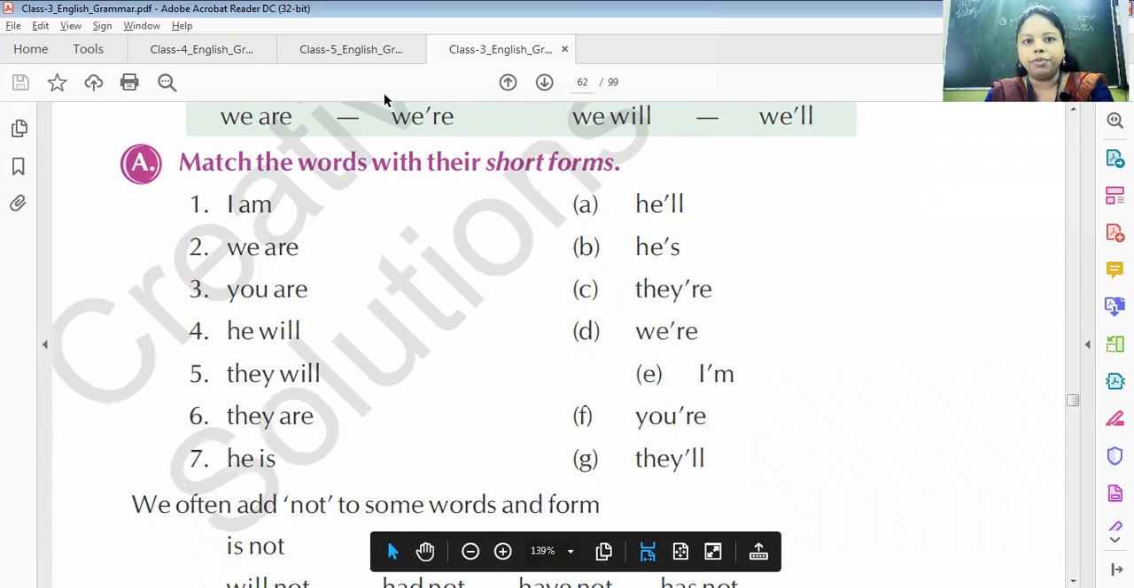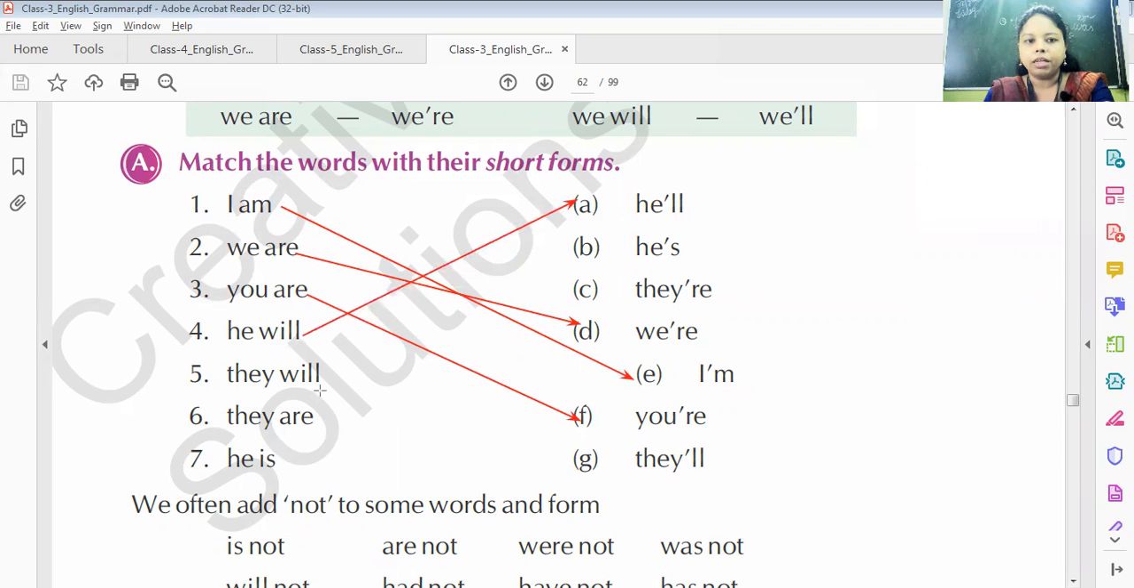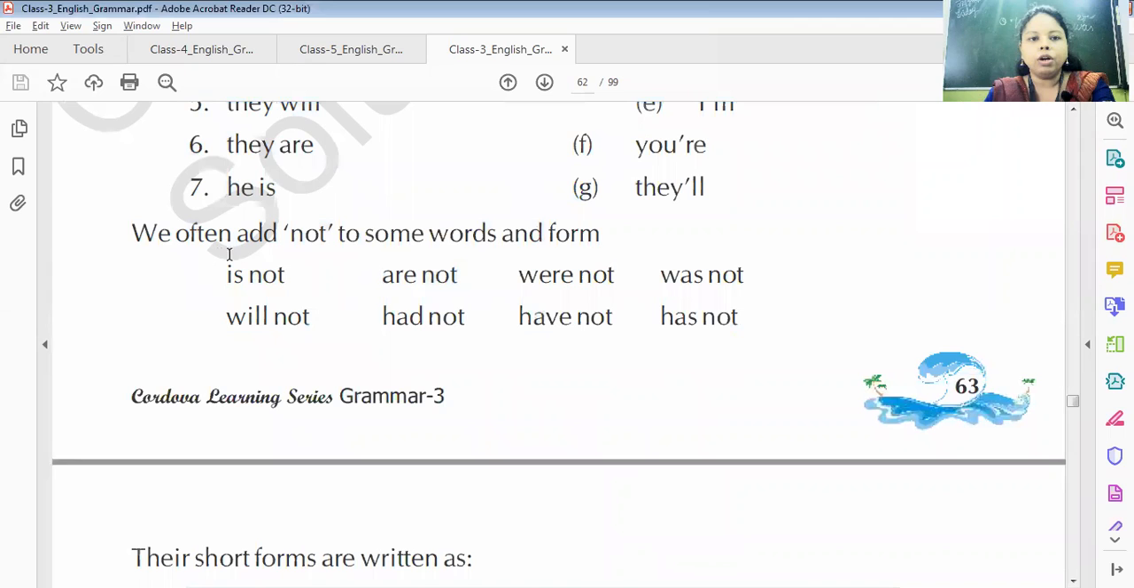Now let's match them with the correct words. What is the short form of I am? It's this. What is the short form of we are? We're. You are, you apostrophe re. He will, he apostrophe double L. They will, they apostrophe double L. They are, this is the short form. He is, he apostrophe S. So I hope you all have done this one also. Move to the next exercise. We often add not to some words and form.